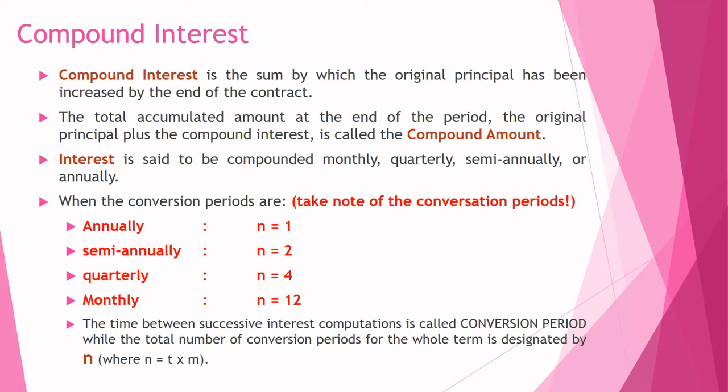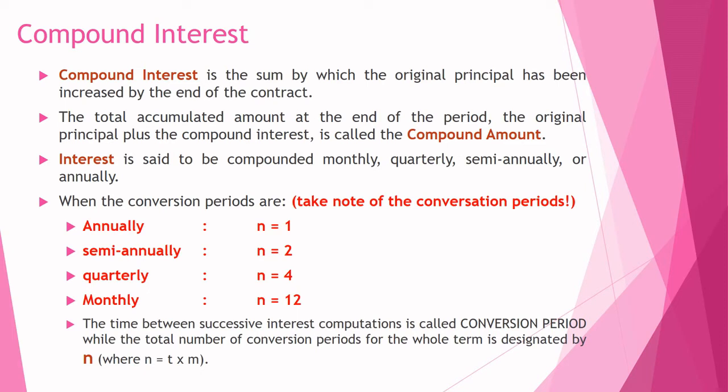So when the conversion periods are taken, take note on the conversion period. When you say annually, your n is 1. When you say semi-annually, that is n is equals to 2 kay gitunga magkaduha ang usa ka tuig semi-annually. Quarterly is kaupat and monthly is 12 because there are 12 months in a year.